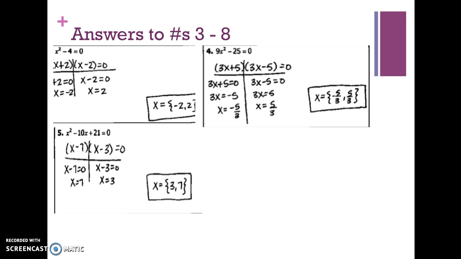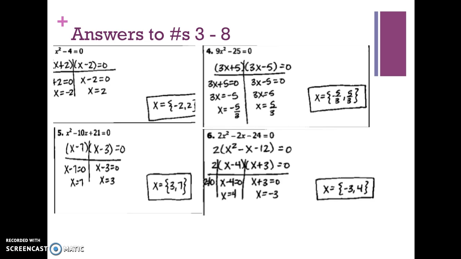Number 5, x squared minus 10x plus 21 equals 0. So I can go ahead and factor it, set each side to 0, and my solution set is x equals 3 and 7. Number 6, 2x squared minus 2x minus 24 equals 0.